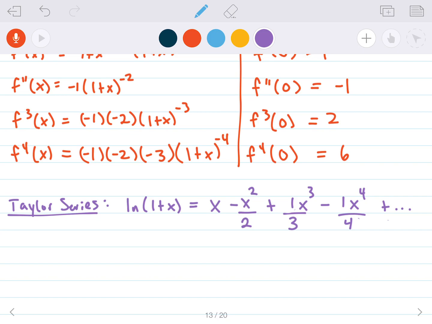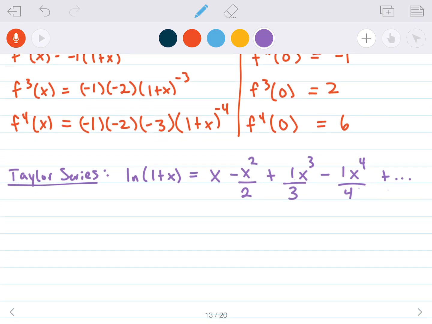Now, we want to figure out which values of x this equation is valid for, right? Because for x values that aren't in our interval of convergence, it's not going to be valid. So we need to figure out the interval of convergence. But before I do that, I want to write this Taylor series in terms of n so that I can use my good old ratio test.